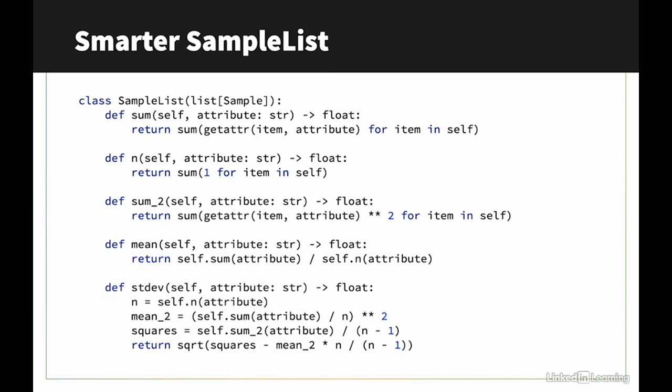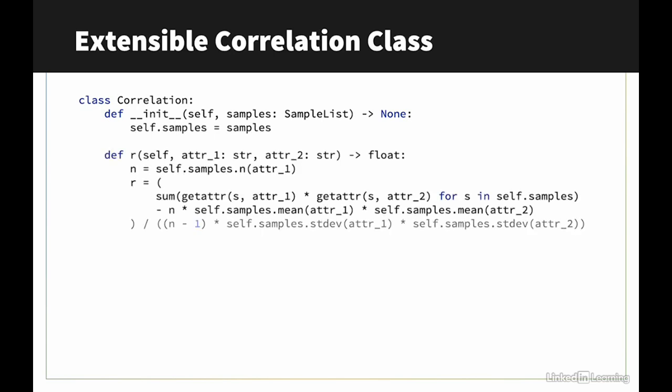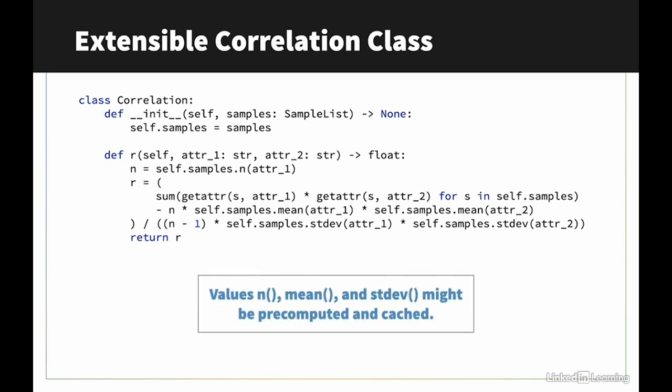By building in sum, count, and sum of squares, it lets me replace a simple list object with this, or perhaps a class based on the more efficient counter object without breaking any of the client classes, like the correlation computation. Here's the correlation class that's simpler and easier to extend. It now has linear regression computations in it using the statistical methods from the sample list class.